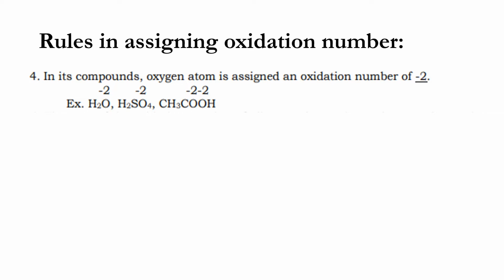In rule number 4, in its compounds, oxygen atom is assigned an oxidation number of negative 2. So if hydrogen in combined state has an oxidation number of positive 1, oxygen in combined state has an oxidation number of negative 2. So in water, hydrogen is positive 1, oxygen is negative 2. In the compound sulfuric acid, it's also negative 2. In acetic acid, oxygen, since combined, is always negative 2.